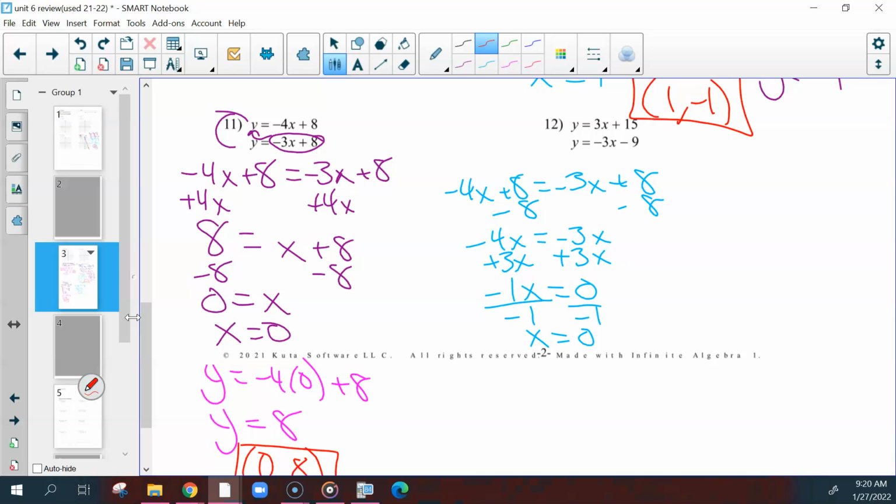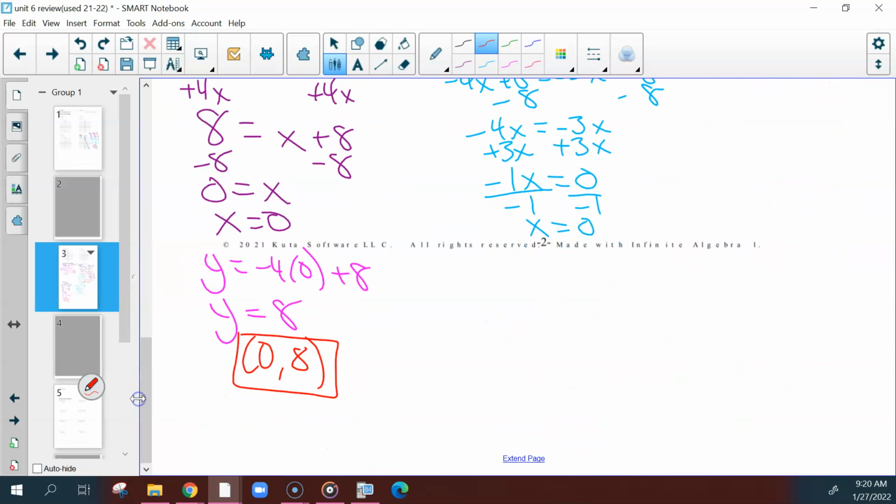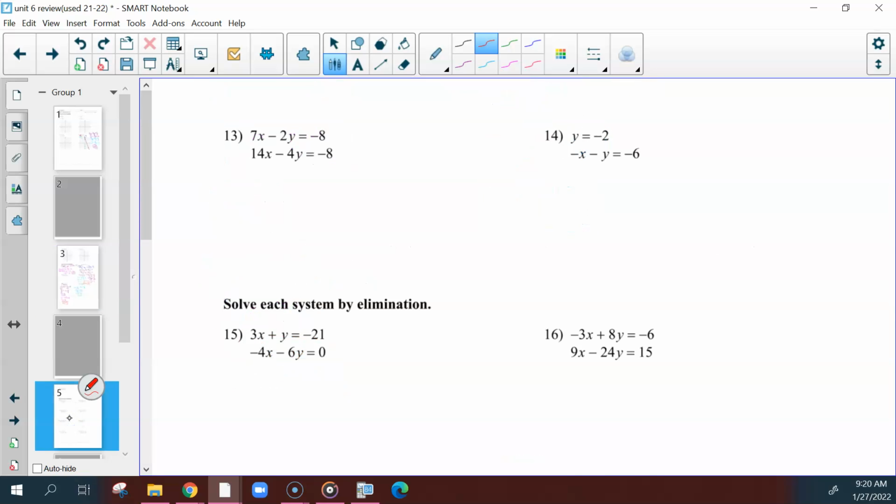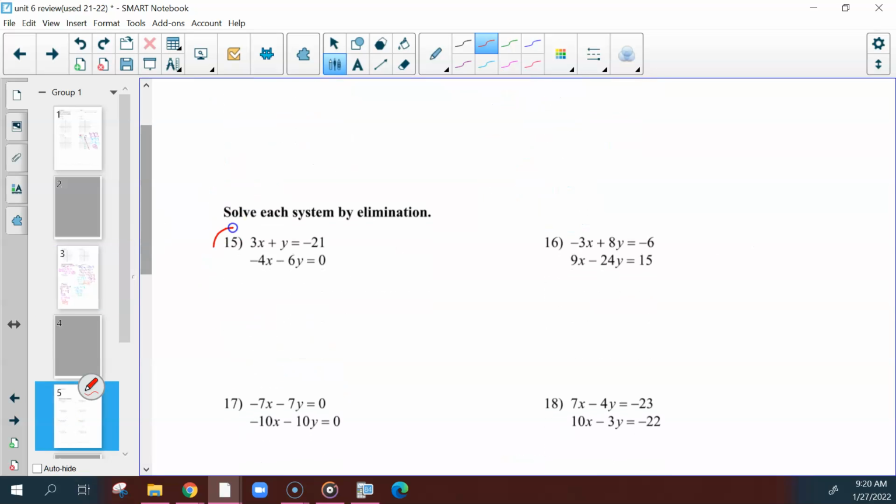Other questions on 11? Can we do number 9? After we, yeah, circle it and we'll come back to it. 9 is on this page. Okay. On to the next page. We're going to do 15 and 21.